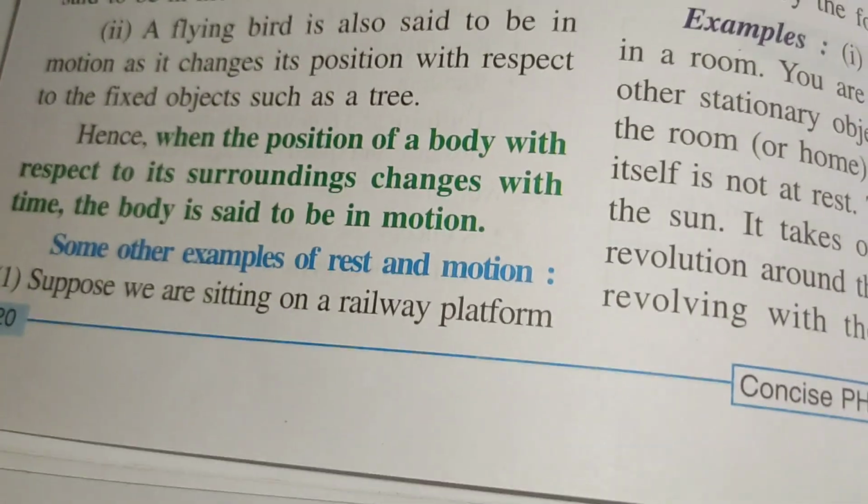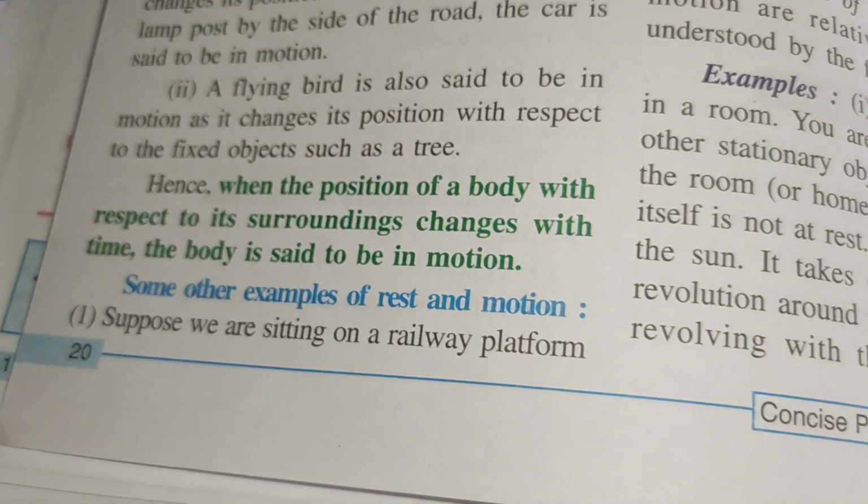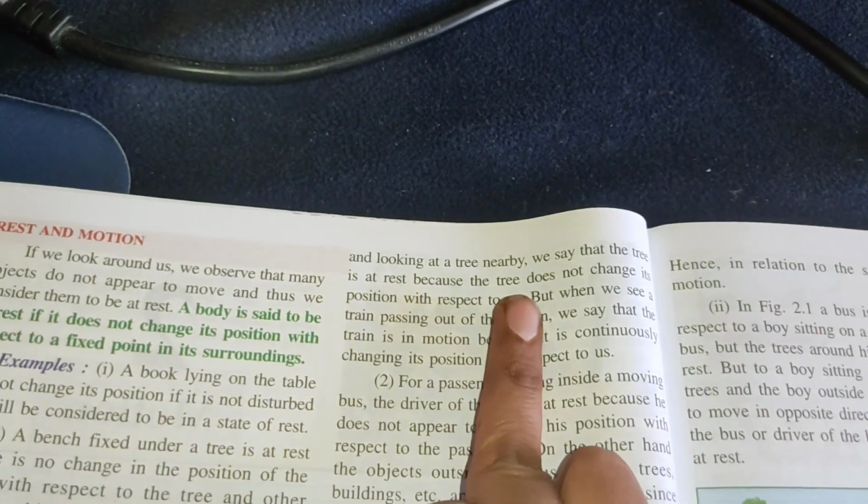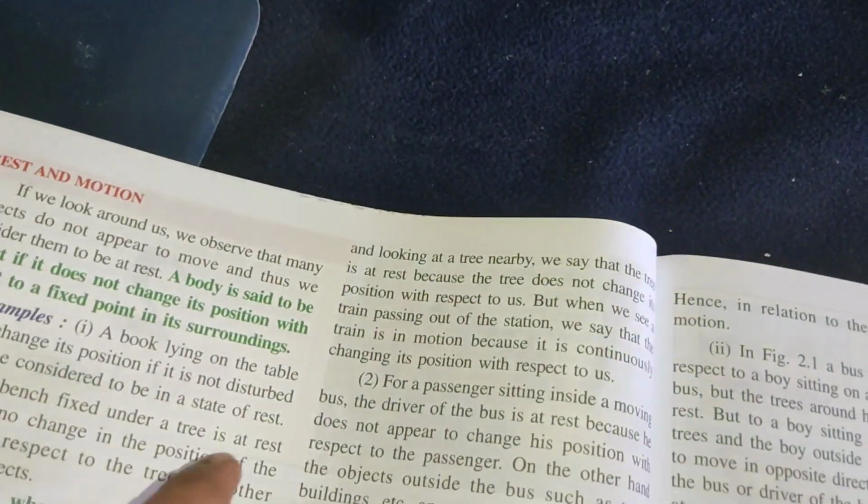They give some other examples of rest and motion. Let's see. Suppose we are sitting on a railway platform and looking at a tree nearby. We are seeing one tree nearby.